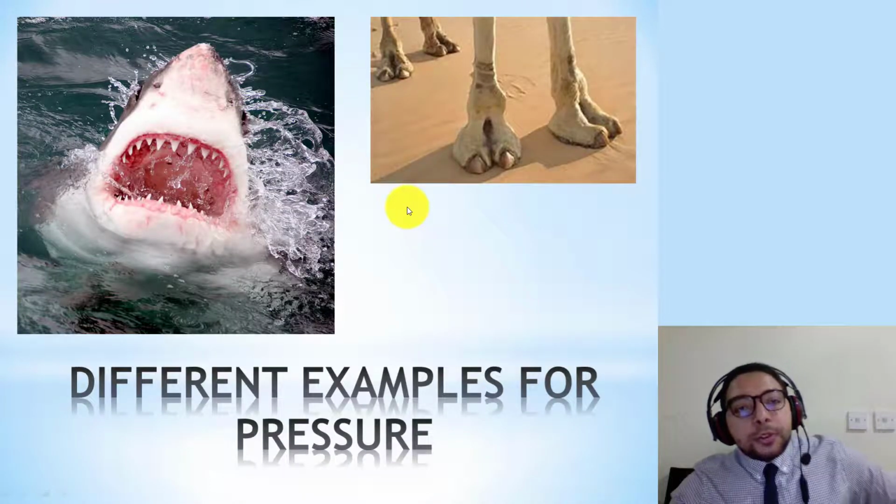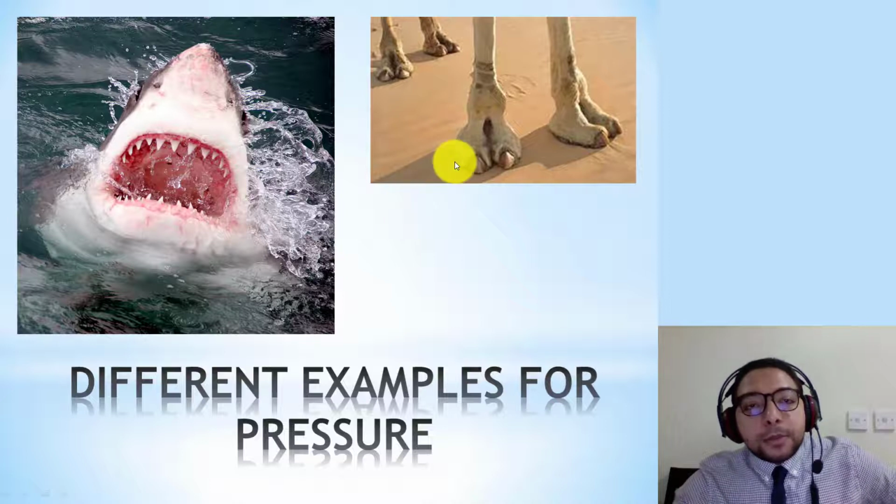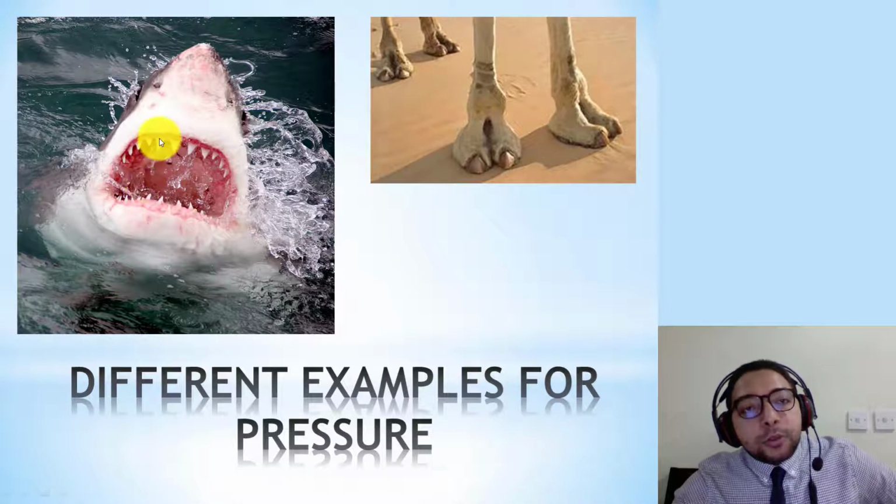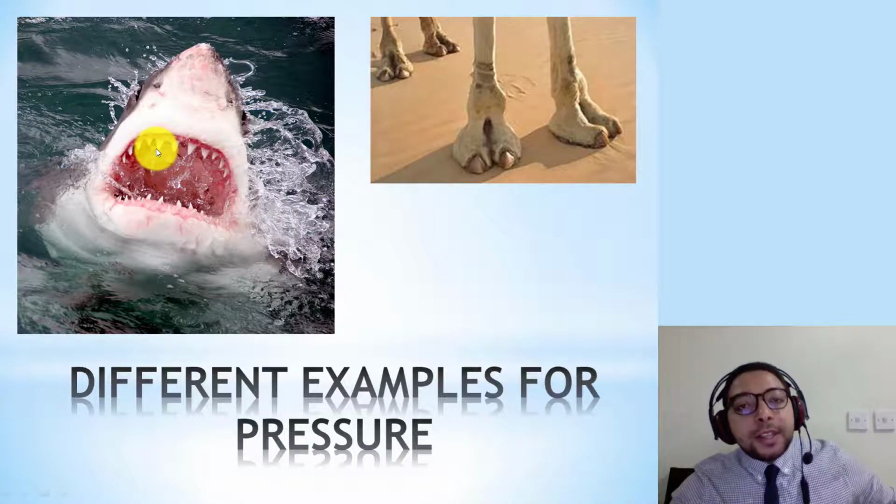The same example can be used for the camel's feet and the teeth of the shark. As you can see, the teeth of the shark are very pointed. When the jaw of the shark closes or grabs something, an object or animal, fish or whatever, the force is concentrated on a specific area, which is the body of the other animal, and this helps the shark to kill it. A huge amount of force is concentrated because the area is very, very small. The area of contact between the teeth and the skin is very small, which makes the force concentrated and increases the pressure on the animal.